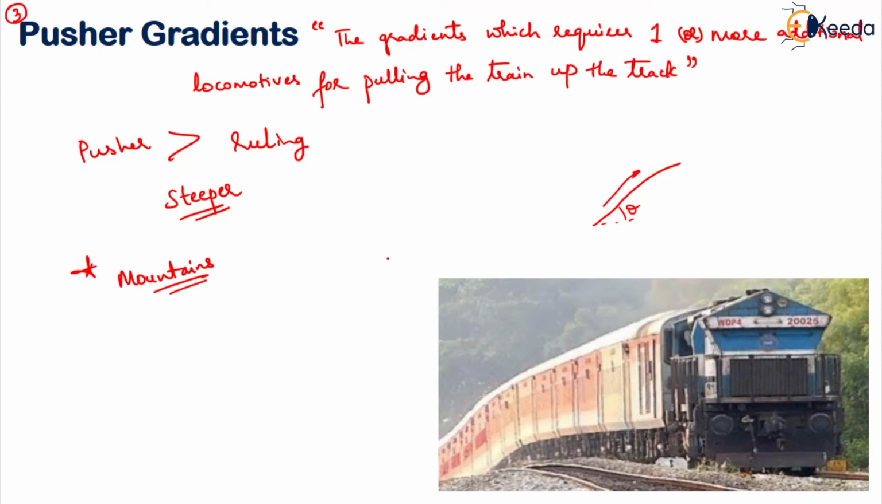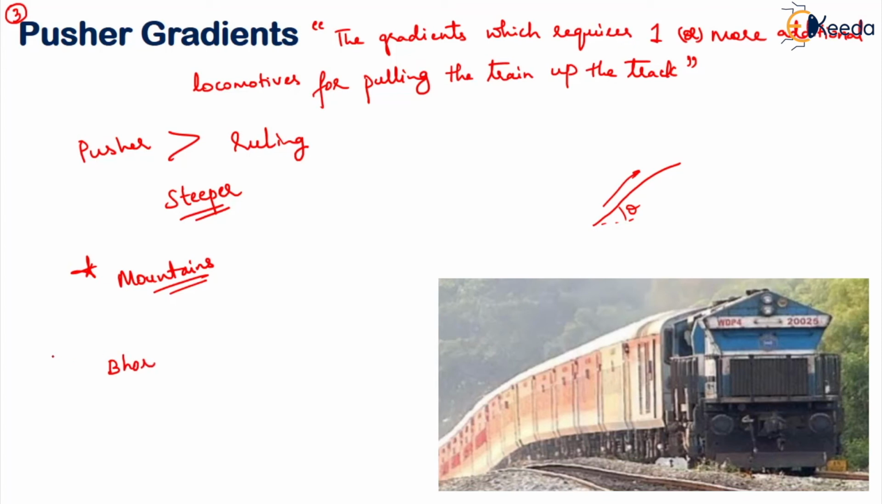If you don't go for pusher gradient, what will happen? It will become very uneconomical in case of your mountain regions. Understood? Especially to avoid heavy cutting and to reduce the route length, we have to go for the pusher gradient.